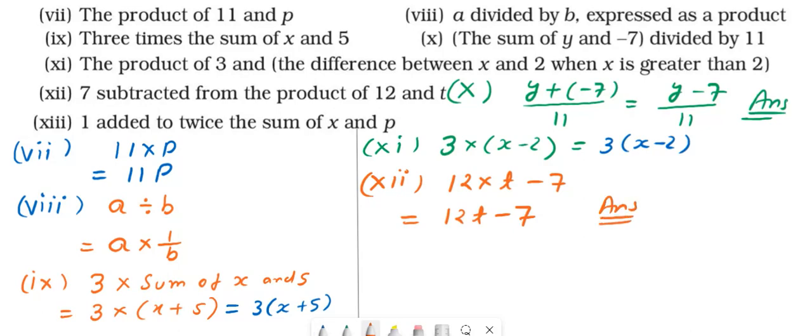Now the part 13. 1 added to twice the sum of x and p. So beta, 1 is added to twice the sum of x and p. So it is the answer. Now the question number 1 is completely solved.